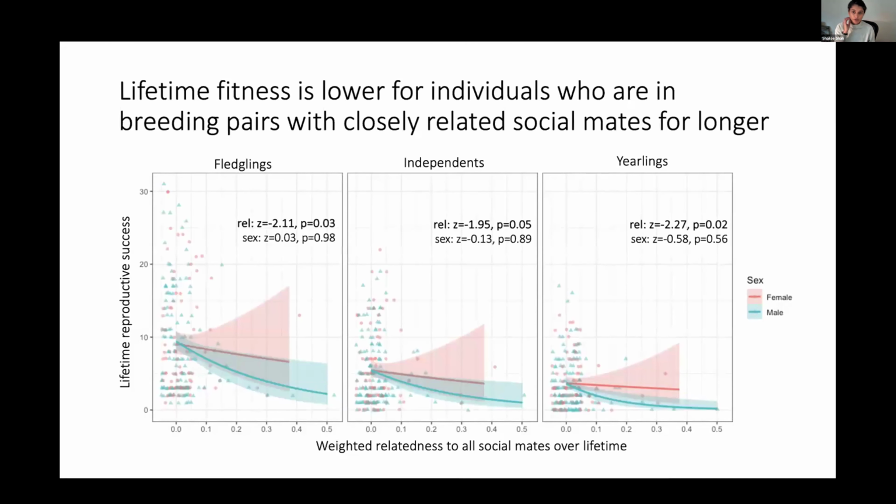And this is summarized for all mates over its entire lifetime. And so the first result I'm showing you is what we would expect from previous evidence of inbreeding depression in this population, which is that the lifetime fitness of both sexes is lower if they're in breeding pairs with closely related social mates for long periods of time.